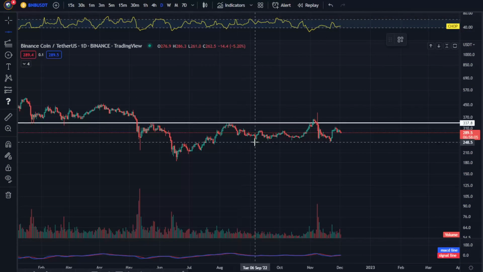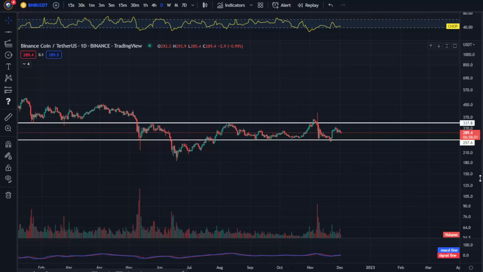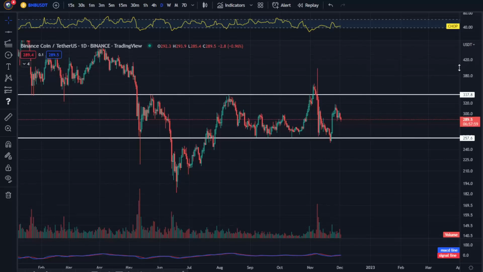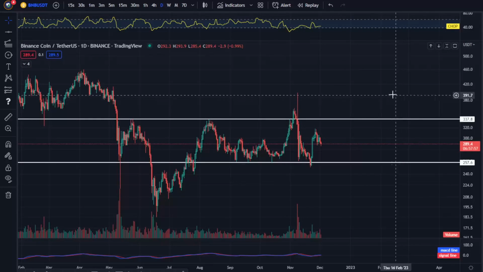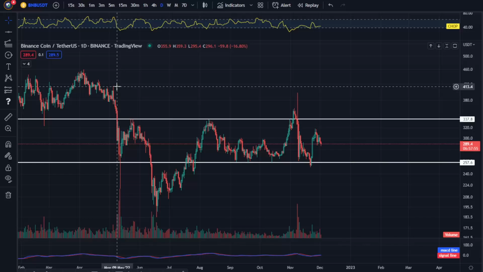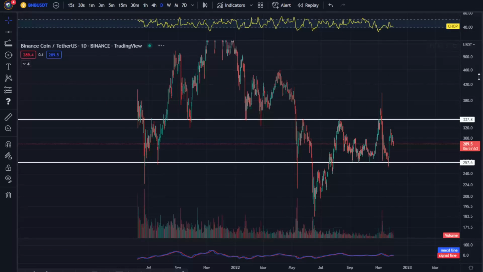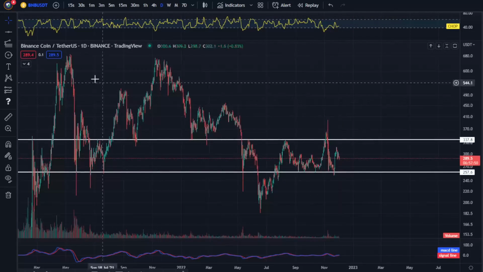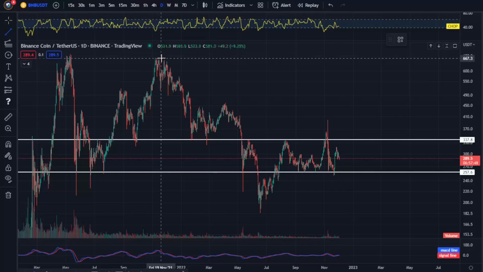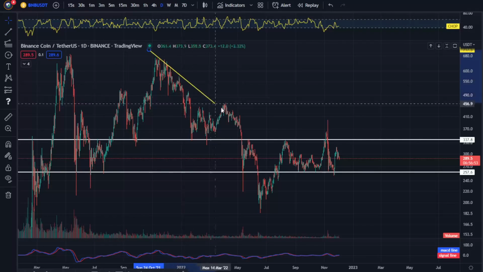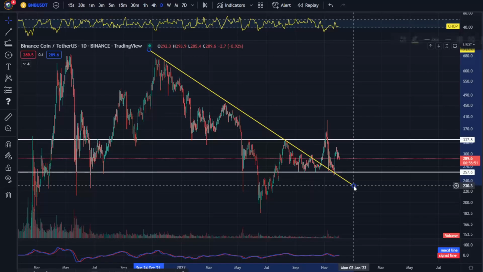Now let's move on to the BNB to USDT chart, this time on a 1-day interval. Let's start by marking with white lines the channel of the sideways trend in which the price is moving. Now we will mark the trend line, which, as you can see, the price overcame.